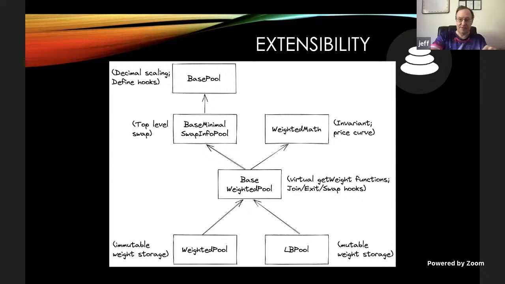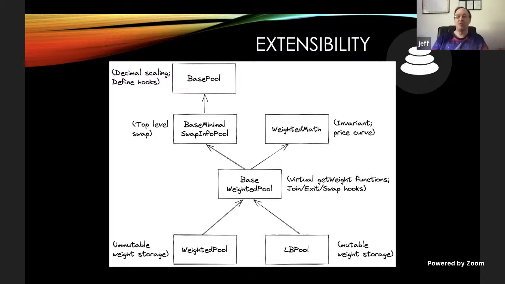So at that level, it's virtual and just has the logic. And those are implemented in the weighted pool very simply because they're fixed. It just reads them right from the fixed storage or from the fixed immutables. Whereas if you wanted to make a liquidity bootstrapping pool that has mutable weight storage, then you would just override those get weight functions and calculate the weights, or read them from storage, or go to an oracle, or do whatever you want to do.